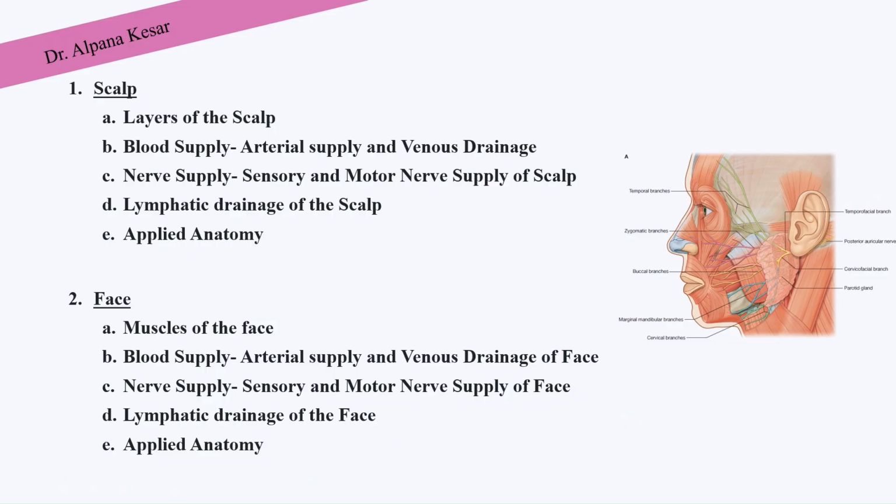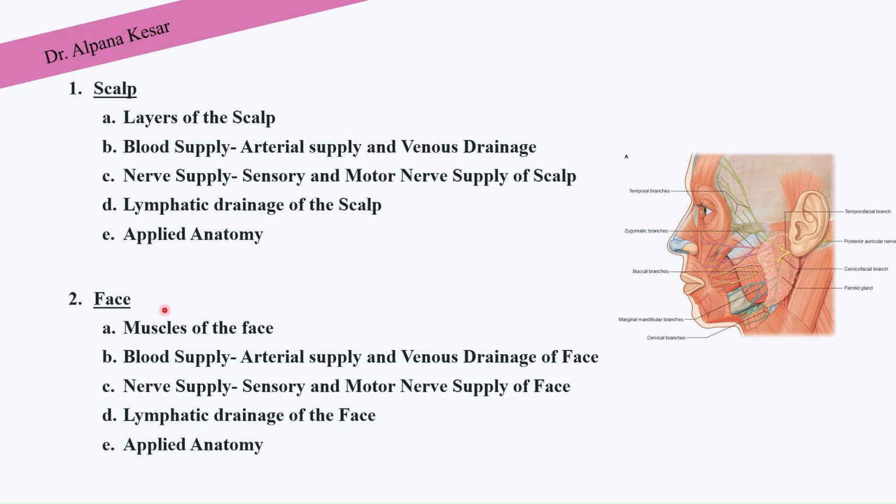The first chapter in head and neck anatomy is scalp. In scalp, the following topics are done. Layers of the scalp, blood supply of the scalp in which arterial supply and venous drainage is covered. Nerve supply of scalp, both sensory and motor nerve supply of scalp is done. Lymphatic drainage of scalp and applied anatomy or clinical anatomy.